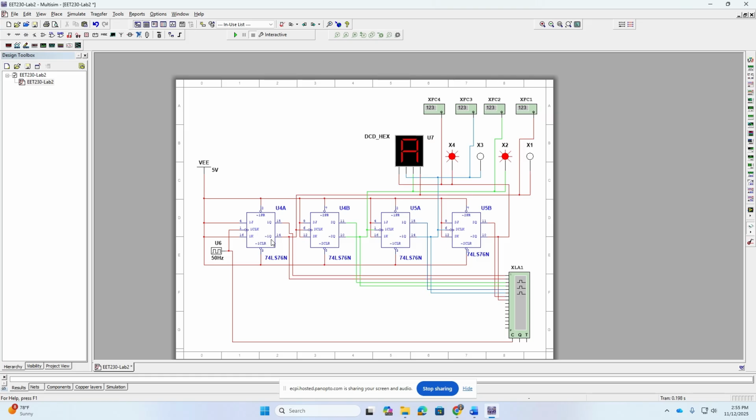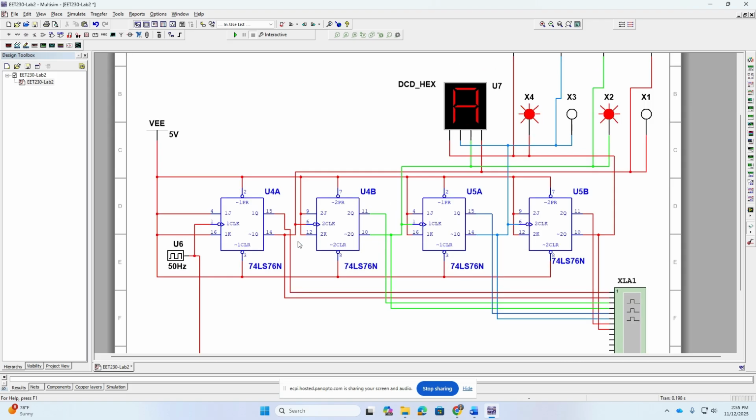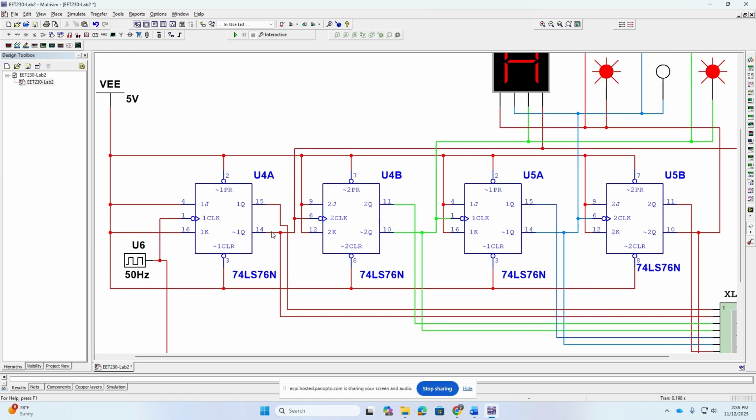In the first configuration, in the first couple of steps, you'll notice that the Q0 output here on pin 14, let me zoom in right here, is actually feeding the clock of the second circuit. So over here, pin 10, Q0 is feeding the clock here, pin 14 is feeding the clock there, and so forth. And it just goes on and on.